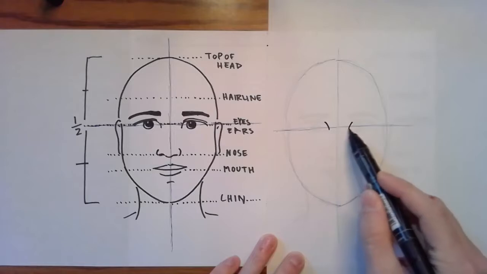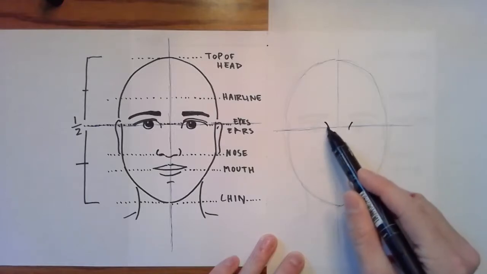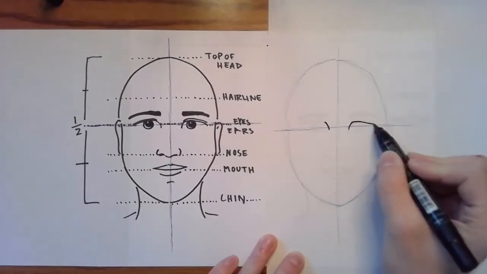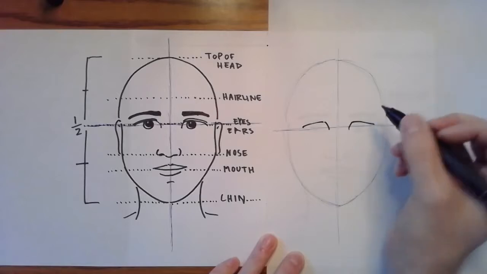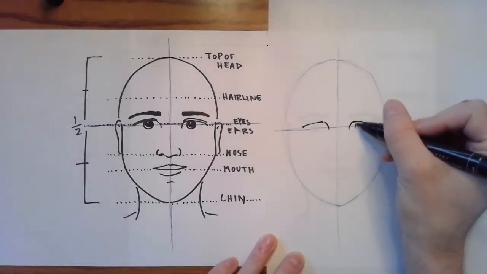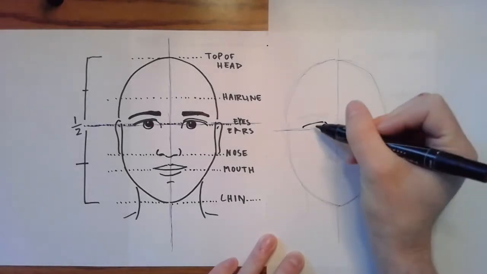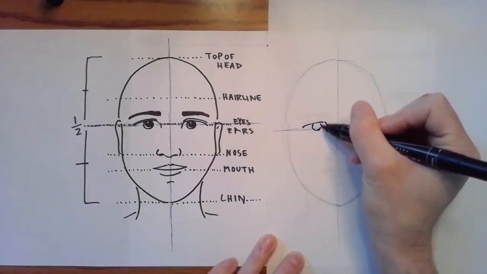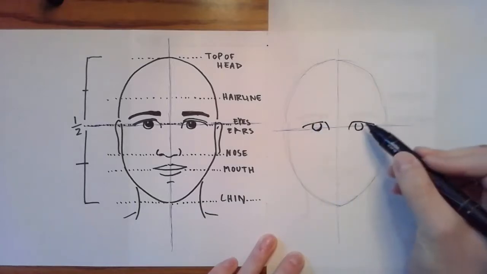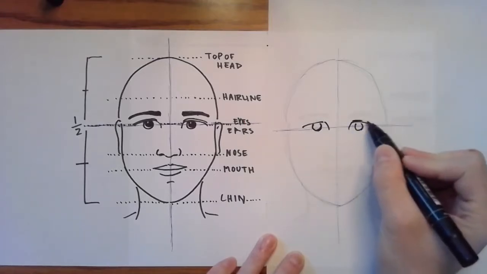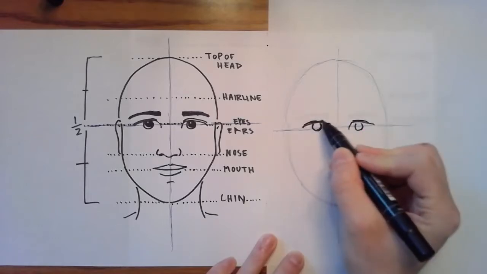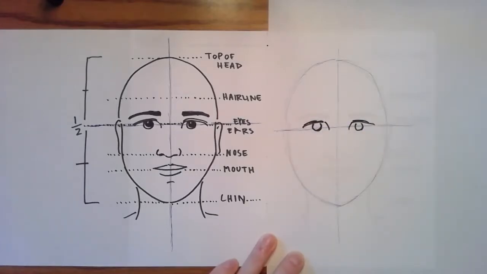The distance between your eyes should be about the same size as one eyeball. Don't worry about making your eyes the exact same size. Now I want to draw the eyeball part, and the eyeball part actually gets kind of cut off at the top by your upper eyelid, and I want to have a little indication that there is an eyelid up there, so I just draw a little line like that.